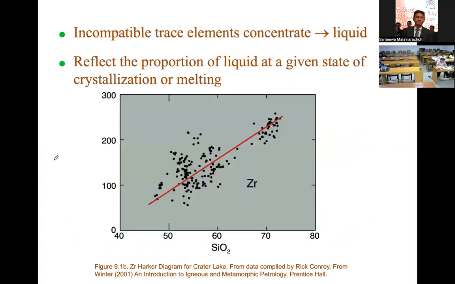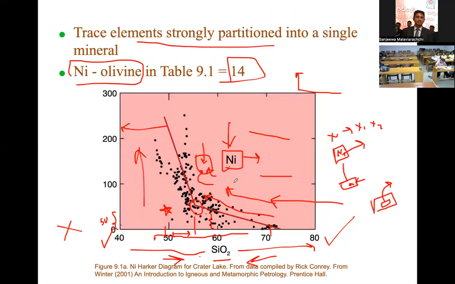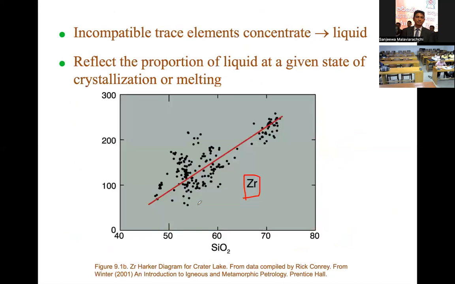Okay, we can take another example, a similar type of example, but with respect to zirconium, right? You will definitely see the difference between nickel and zirconium, because nickel showed a drastic change here. But if you see a similar plot with zirconium, you don't see such a change. Instead, what you see is a very positive correlation. This is called a positive correlation with respect to silica.